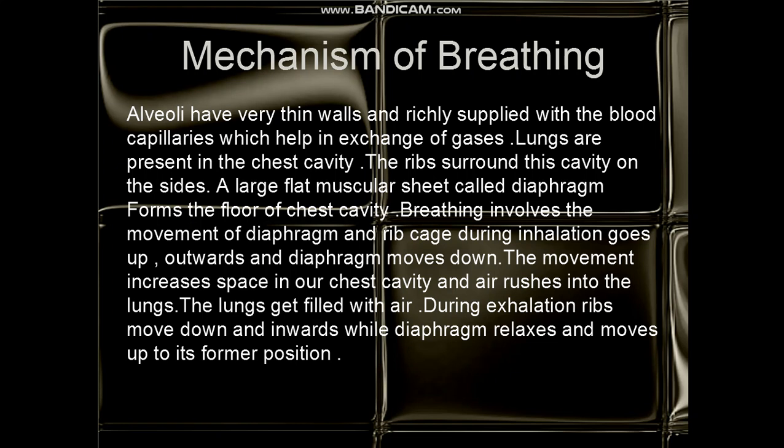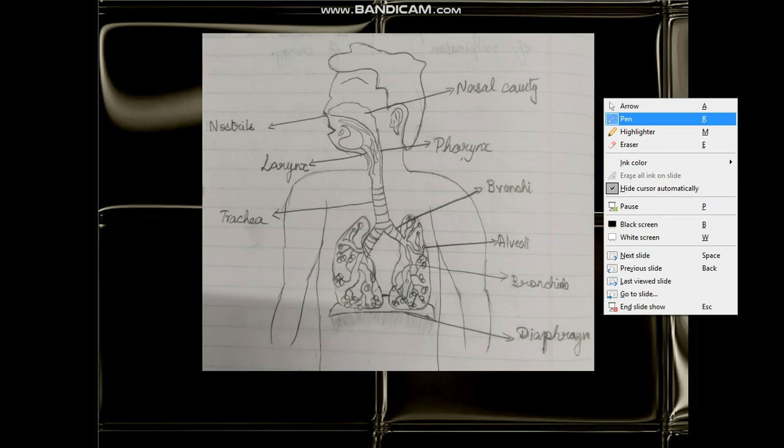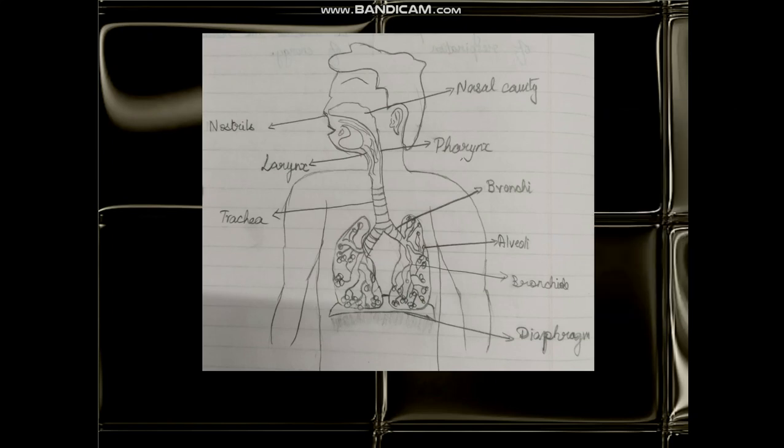During exhalation, the ribs move down and inwards while the diaphragm relaxes and moves up to its former position. One important thing is this diagram. Here there are two holes which we can see in the normal human body, which are known as nostrils. Now when you go back, the cavity which comes here is the nasal cavity.